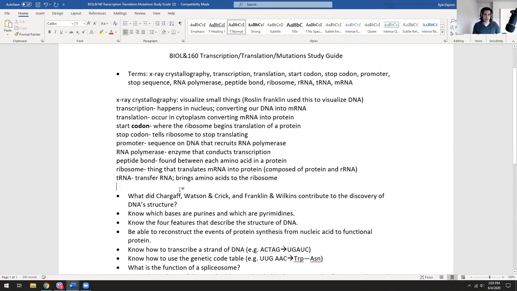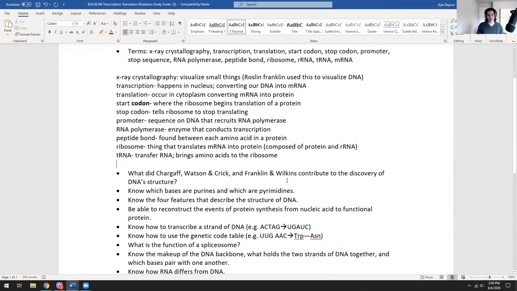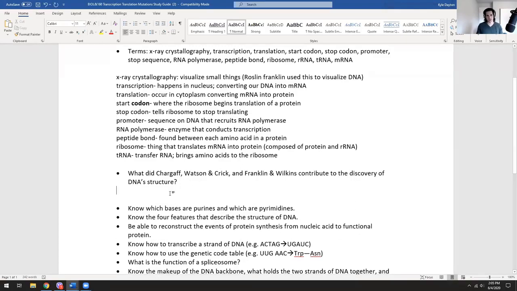Okay, what did Chargaff, Watson and Crick, and Franklin and Wilkins contribute to the discovery of DNA structure? I don't know if I go that far, but we'll talk about it anyway.